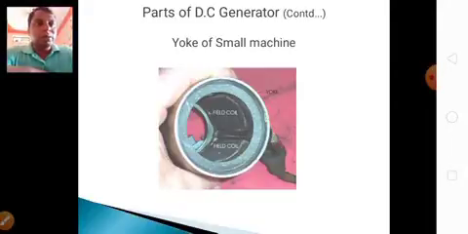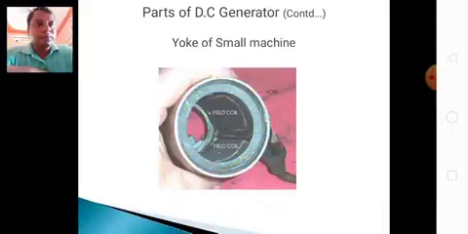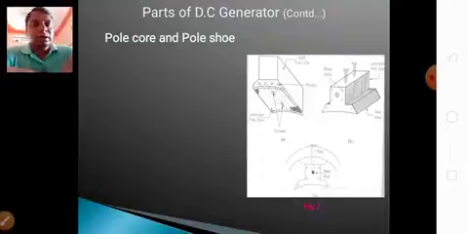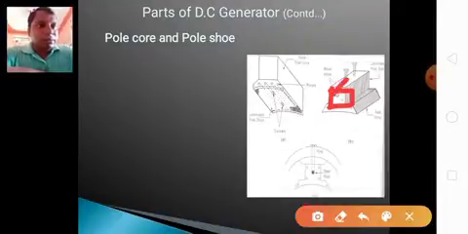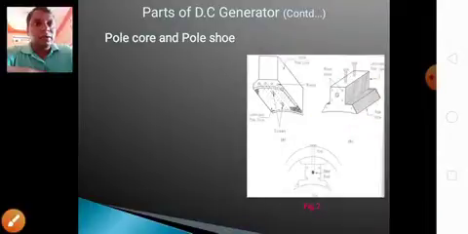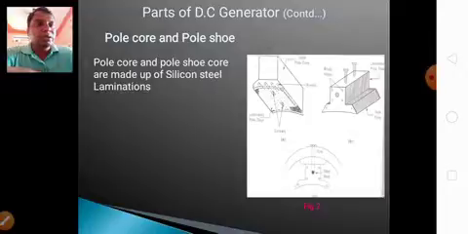Here it is the yoke of a small machine. And the pole core and pole shoe: here it is the pole core, here it is the pole, and this is the pole shoe. The pole core and pole shoe are made up of silicon steel laminations. Why laminations? To reduce the eddy current loss.